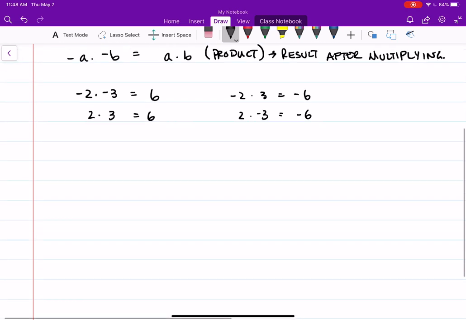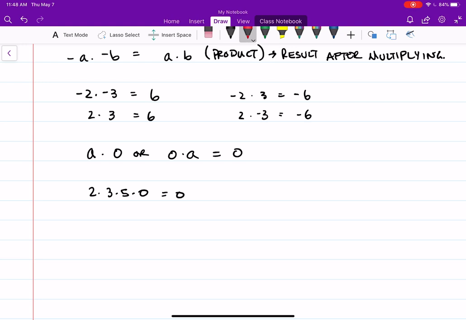The other thing that we got to talk about is 0. Anything times 0 or 0 times anything is going to give you 0. So if I got 2 times 3 times 5 times 0, that's going to equal 0, because if I multiply all of this together, which is equal to 30, and multiply that by 0, it's still going to be 0.